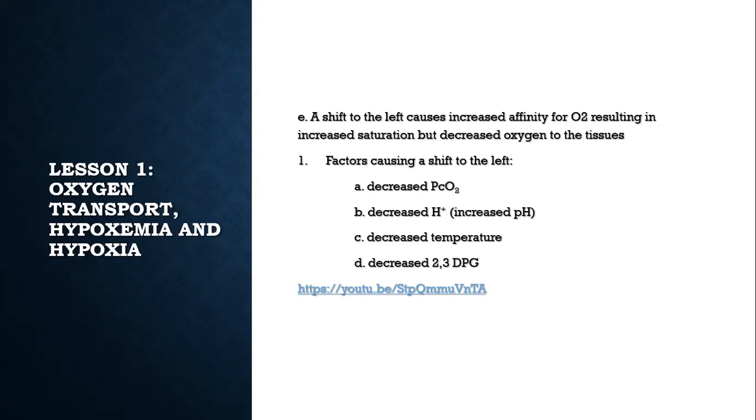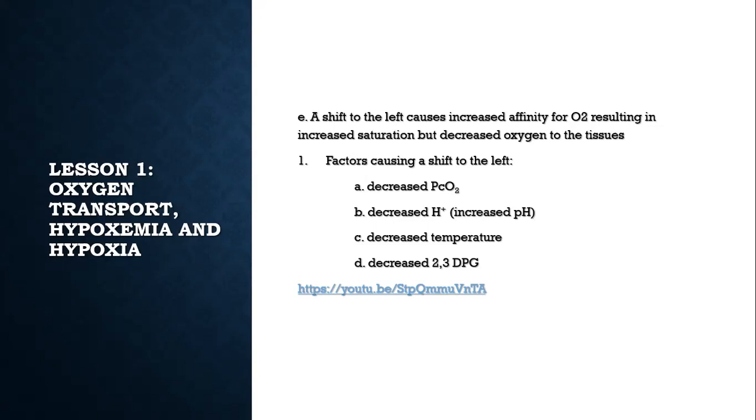So I'm going to show a picture of the curve, and then that's going to be it for today. What y'all need to know is what happens when it shifts to the left and what happens when it shifts to the right. So when it shifts to the left, everything goes what? Those four things. See, down. CO2 goes down. Hydrogen ion goes down. Temperature goes down. 2,3-DPG goes down when it shifts to the left.